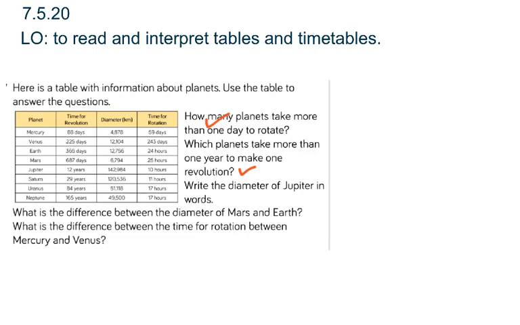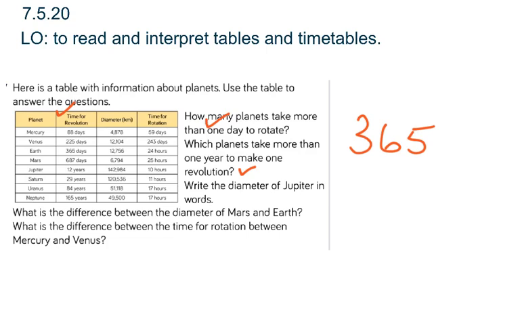So we're no longer looking at that end column, we're actually looking at the second column here, which is time for revolution. Let's read that question again. Which planets take more than 1 year to make one revolution? So you are now hopefully using your knowledge of how many days there are in a year, and there's 365 days in a year. So we're looking for anything above that.